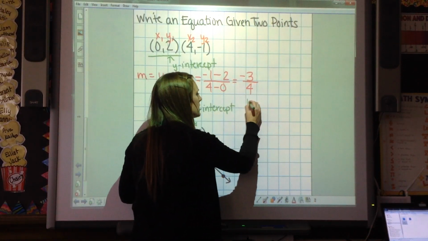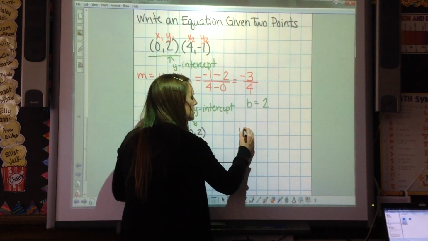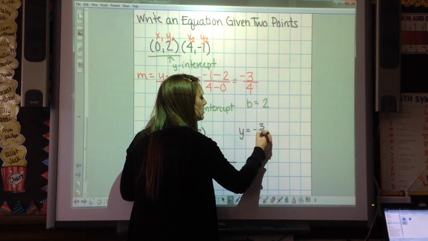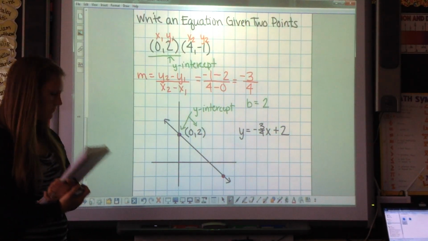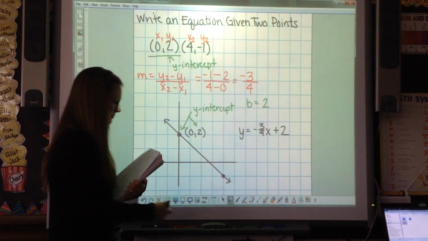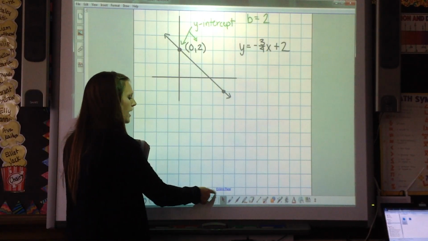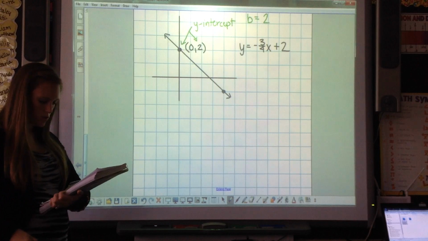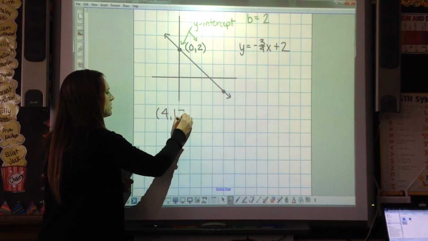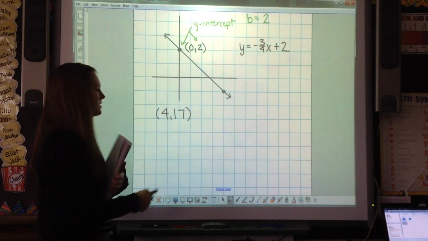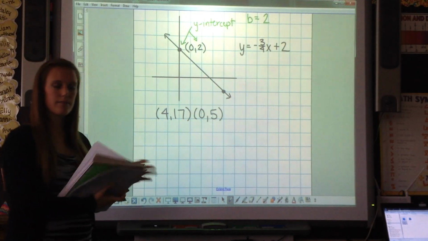So our slope is negative 3/4 and our y-intercept is 2. We use that information to write an equation. And now it's your turn. Again, in this section you don't have to graph. Just use these two ordered pairs to write an equation. 4, 17, and 0, 5. Go ahead and push pause now and try it.